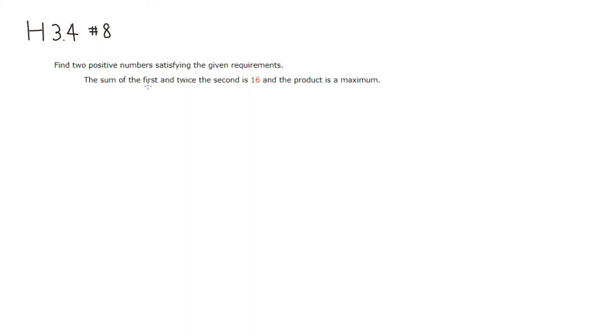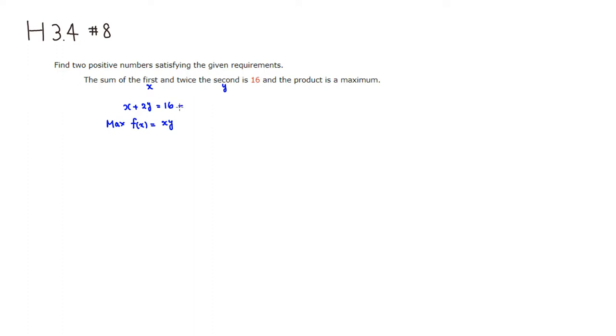So I'm going to use x for the first number and y for the second number. The requirement is the sum of the first and twice the second, so x plus 2y is equal to 16. Then we want to maximize the product xy. I'm going to call this f of x, since I'm going to get rid of y here.